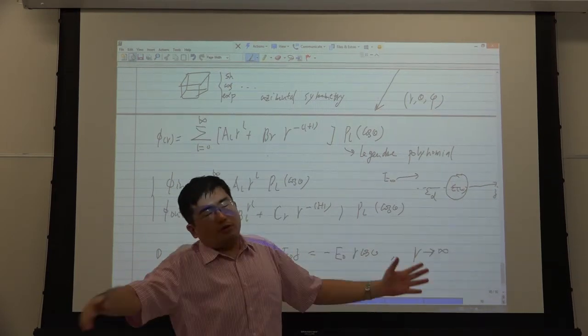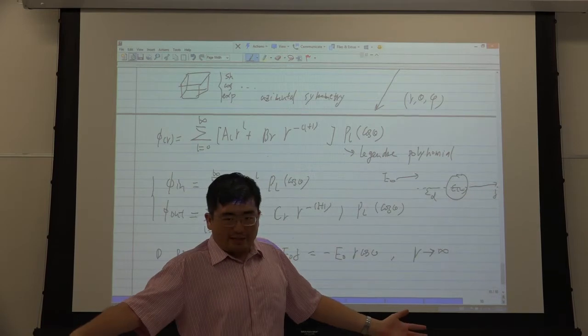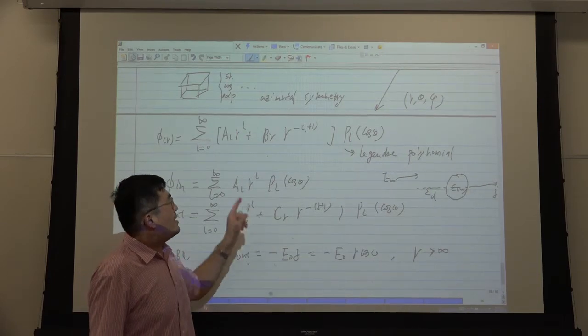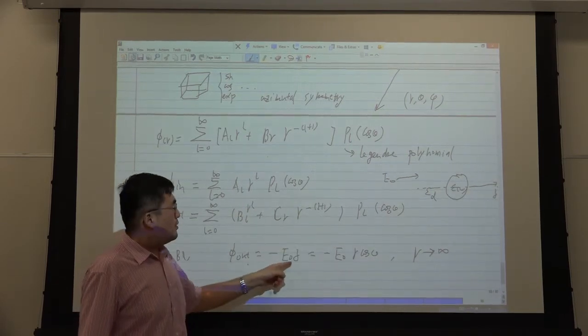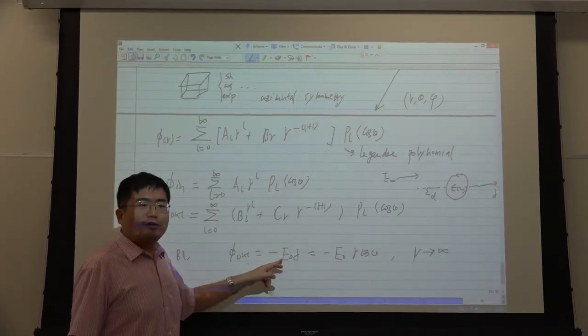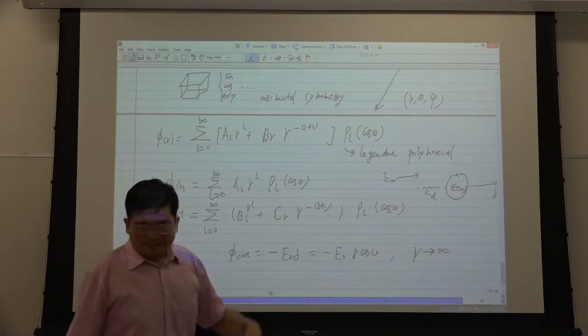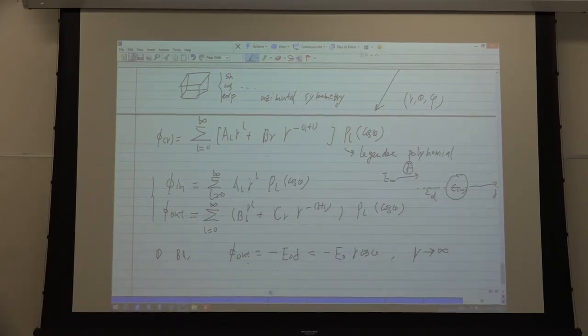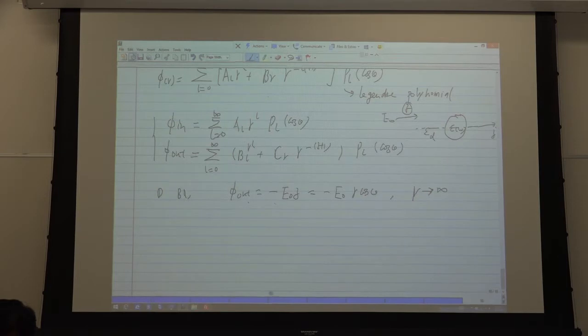At infinity, this potential will go to zero, because the electrostatic field will decay. So when r goes to infinity, the phi_out is only determined by the E_0, so it's E_0 r cosine theta, right, because it's along the z direction. Because the gradient of phi_out equals E_0 e_z, positive.